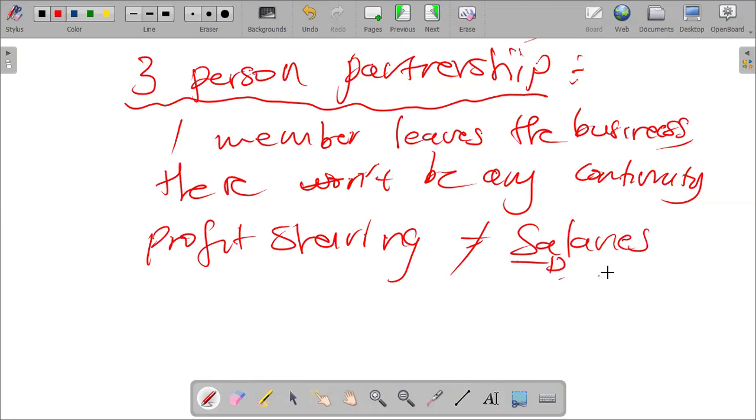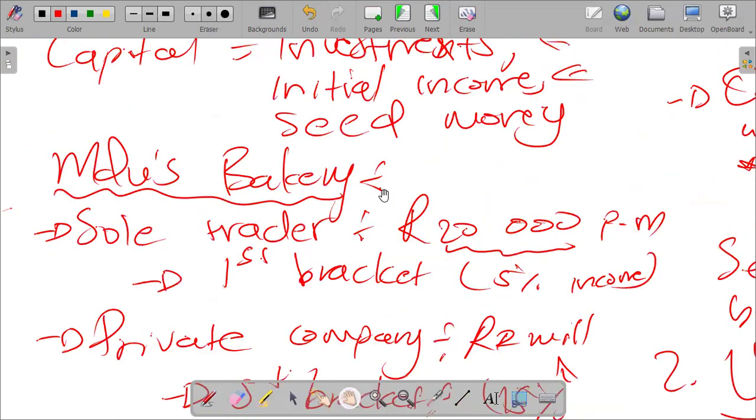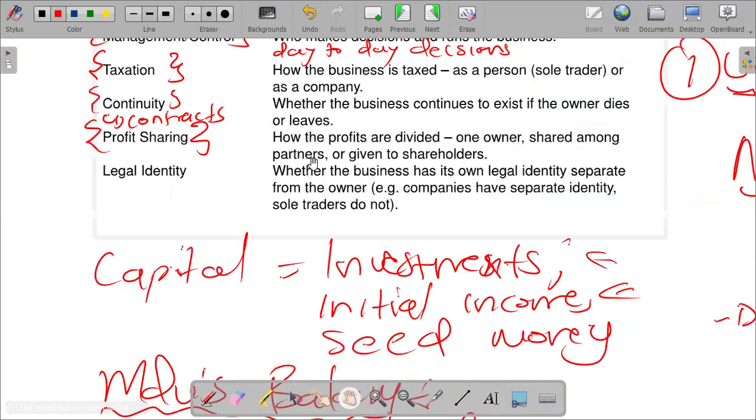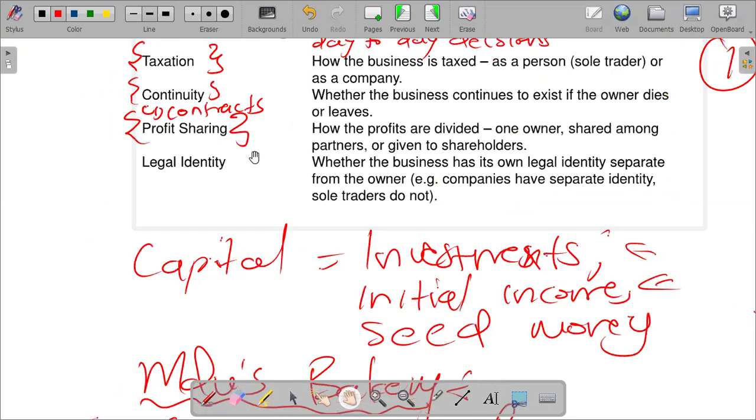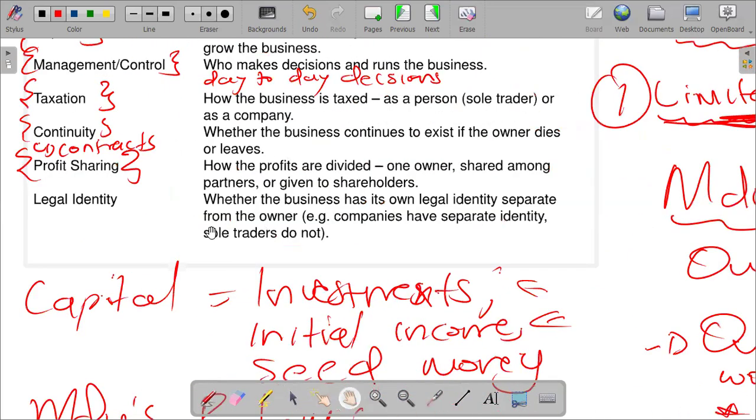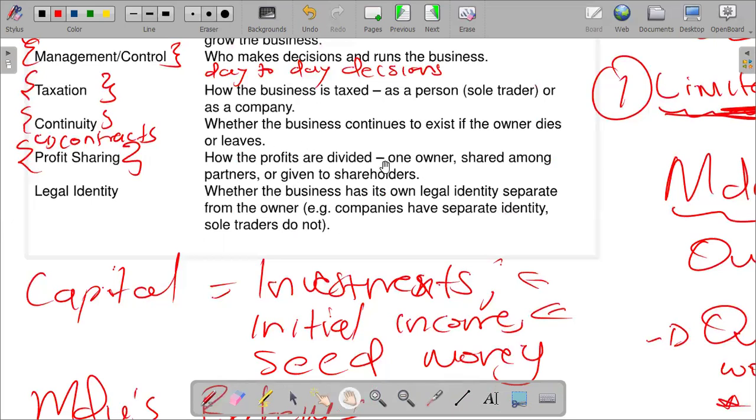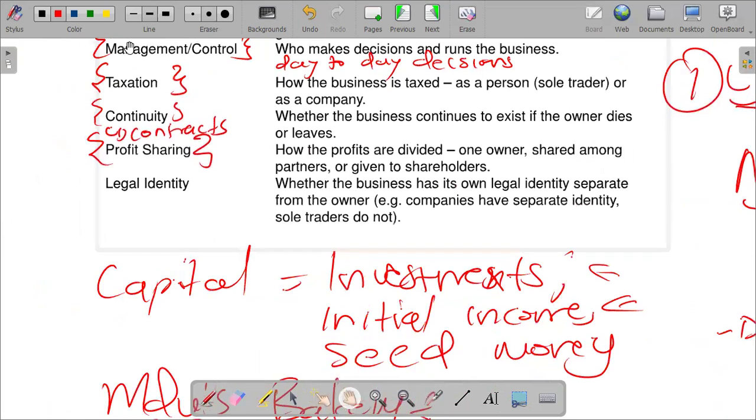These are payments to the workers or the people who work for the company. Profit sharing is then the money that is made after all the expenses of the business. It will either be done after 6 months or after a year, depending on how the business structures their profit sharing. So profit sharing says here how the profits are divided, either by one owner, shared among partners, or given to the shareholders.